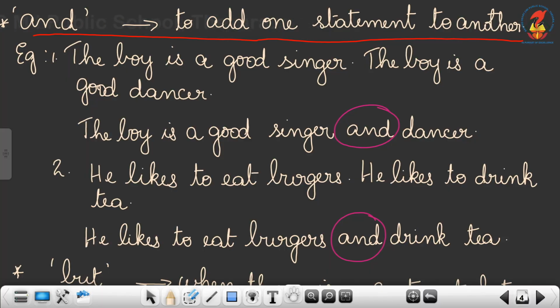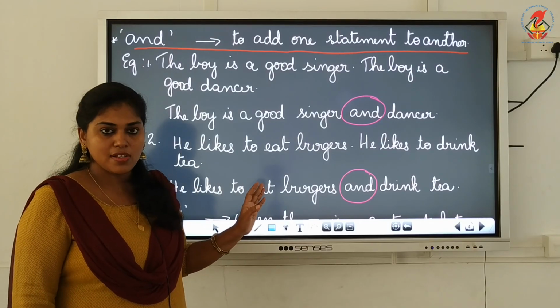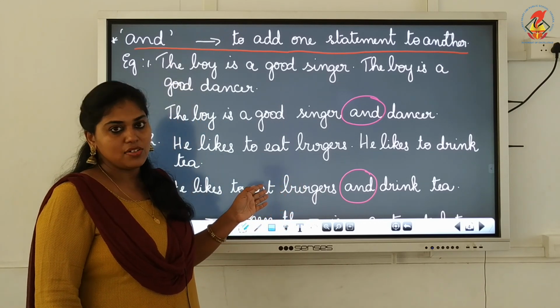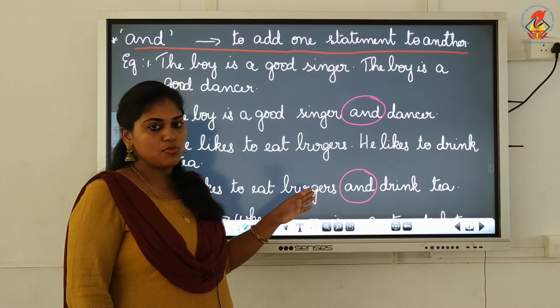Next one, he likes to eat burgers, he likes to drink tea. Now here also we are talking about the same person and another detail also has to be added, right? So we have to combine these two sentences.